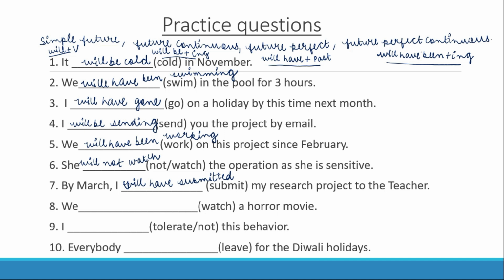Eighth one, we dash a horror movie. Will be watching. Watching is an action. You're going to watch that movie. So, we will be watching a horror movie. It's an action that will continue for some period in the future. Ninth one, I dash this behavior, not and tolerate. Okay. So this is a decision you have made that I will not tolerate this behavior. So it will be simple future.